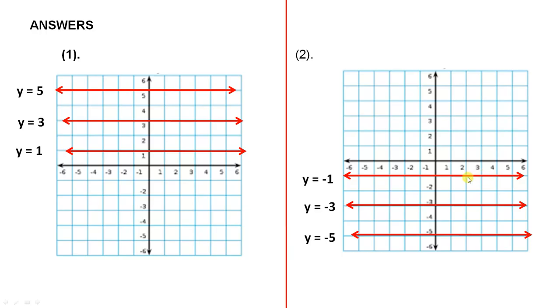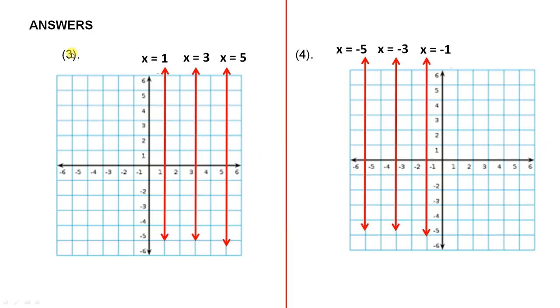Over here, we also have 3 lines that have been drawn. Here we have y equals -1, y equals -3, and y equals -5, and each of these lines are also parallel to the x-axis. We'll move on to the next one.